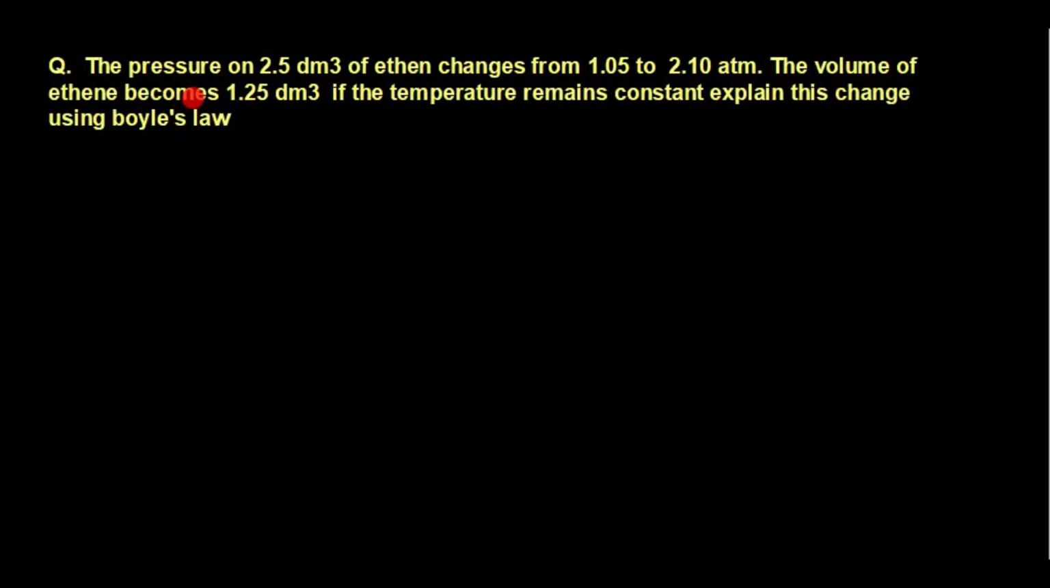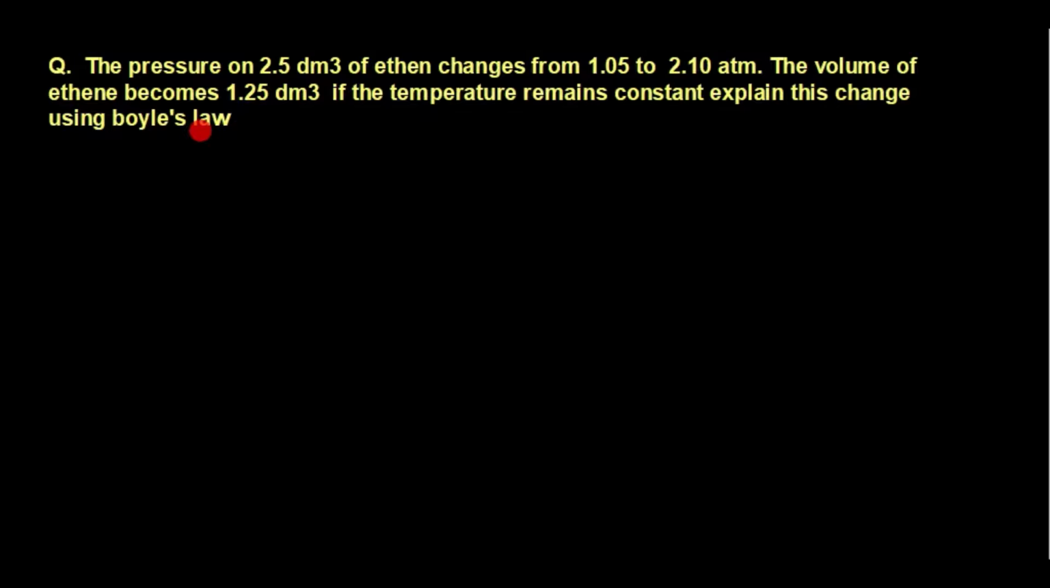Now we will do some important numericals based upon Boyle's law. The first numerical which is given is: the pressure on 2.5 cubic decimeter of ethene changes from 1.05 to 2.10 atmosphere. The volume of ethene becomes 1.25 cubic decimeter. If the temperature remains constant, explain this change using Boyle's law.